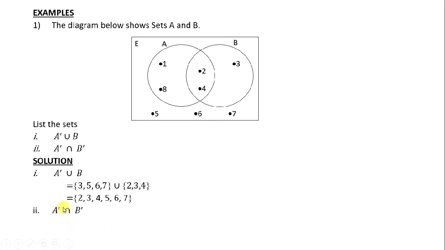Then we have A complement intersection B complement. We are looking at those elements which do not belong to set A, which are 3, 5, 6, and 7. And B complement has elements 1, 5, 6, 7, and 8. So those are the elements which do not belong to set B. So we are looking for the intersection. Our answer is 5, 6, and 7. So those are the elements which do not belong to set A and set B. We go to the next question.